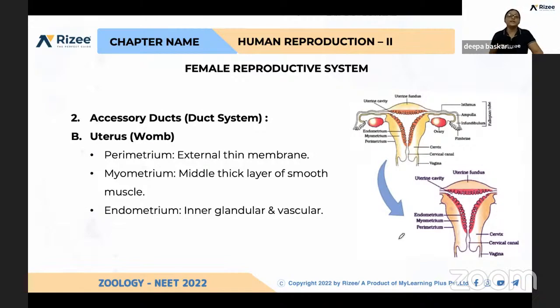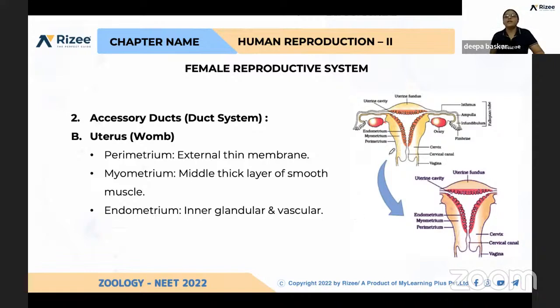Yeah. So next, again, this uterus is made up of 3 different layers. This is very much important. Even in question papers, you might have seen questions like which layer of the uterus is responsible for menstrual flow, and which layer of the uterus is responsible for parturition or delivery of the baby. So please listen.